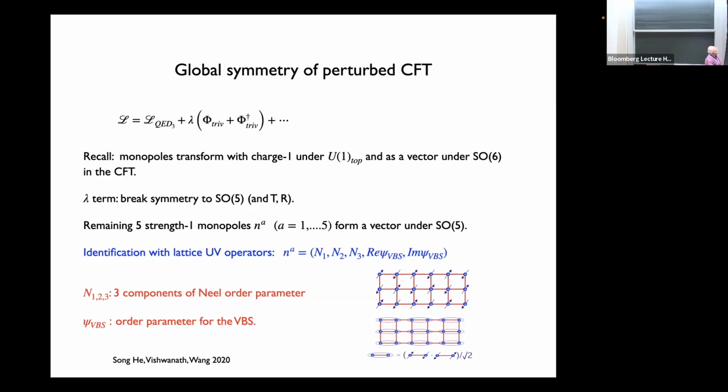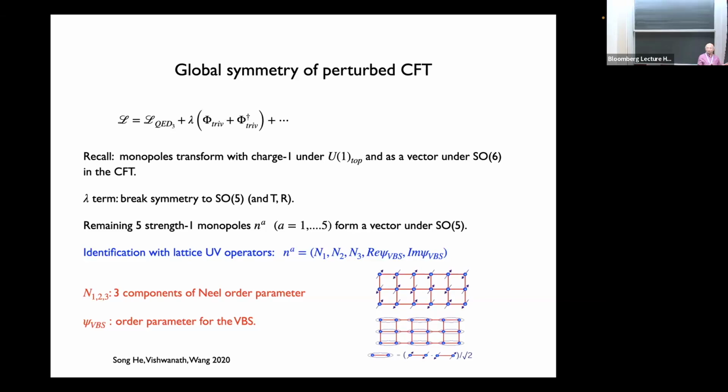And you can identify this SO5 vector with lattice operators from the UV, based on what we know about how the lattice symmetry embeds into the low energy theory. Is there a question? Well, if you took lambda to be real, you could have had lambda times phi triv plus lambda bar times phi triv dagger. You have a sum of two operators with a real coefficient. Right, the coefficient is required to be real because this is the combination that's a singlet under the reflection. Okay.